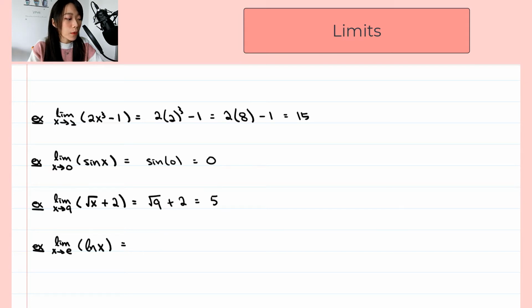In the next example, we have the limit of ln of x. Using the cheating rule, we substitute x by e, the constant. So this limit equals ln of e. And ln of e equals 1. So the limit of ln of x as x approaches e equals 1.